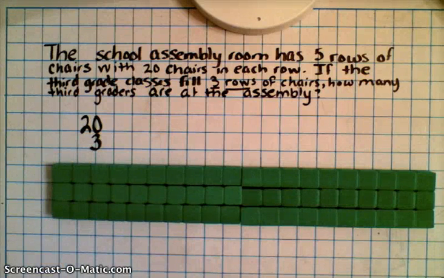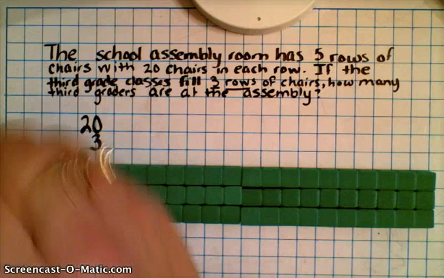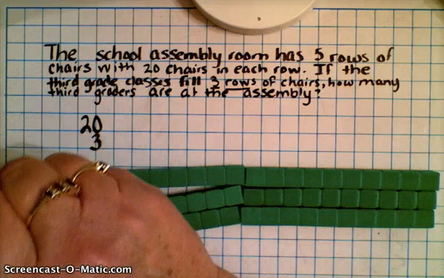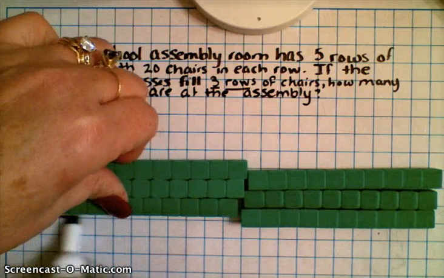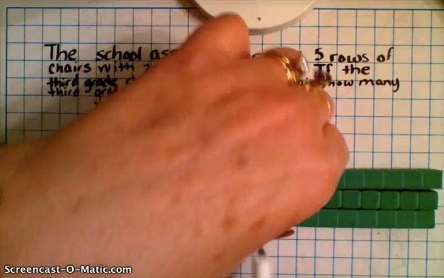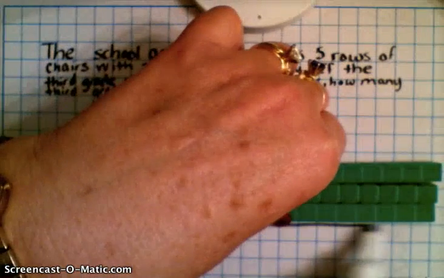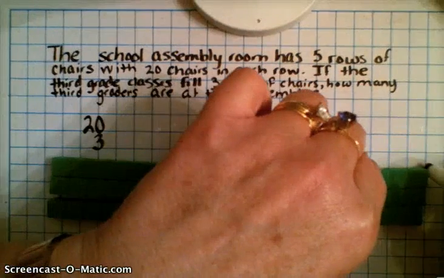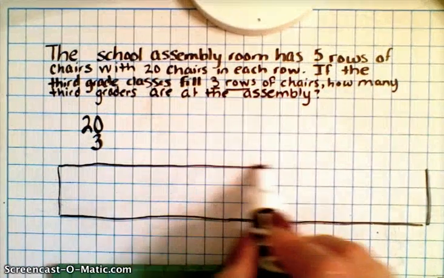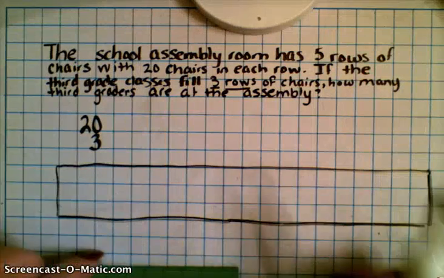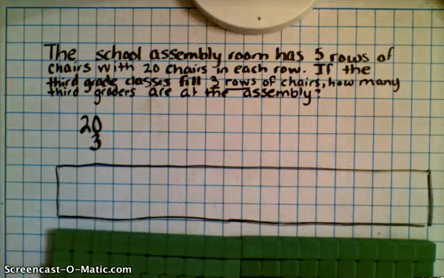Okay, so my rods represent the seats in the assembly room. Now I'm going to trace around my rods to make my area model. This is the area that is being filled by the seats. I'm going to connect along the top here. Okay, so now we can take a look at what 3 rows of 20 represents.